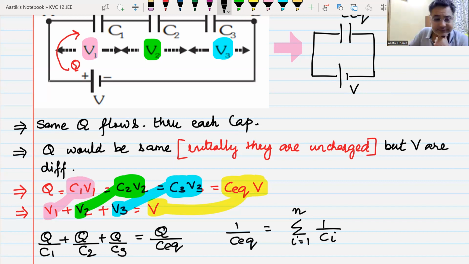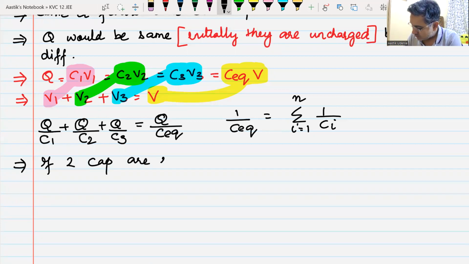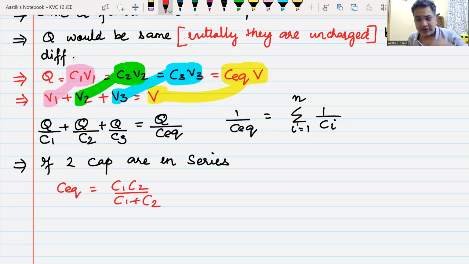Have you written this, everyone? Yes, sir. Okay. Now, in most of the cases, you might not have three or four or five capacitors in series. In most of the cases, you might have two capacitors in series. If two capacitors are in series, C1 into C2 by C1 plus C2, sir. So remember that simple formula. If two capacitors are in series, you can simply put C1 C2 upon C1 plus C2. If you can remember these small things, we can do problems quickly, and that is what matters in the long run.